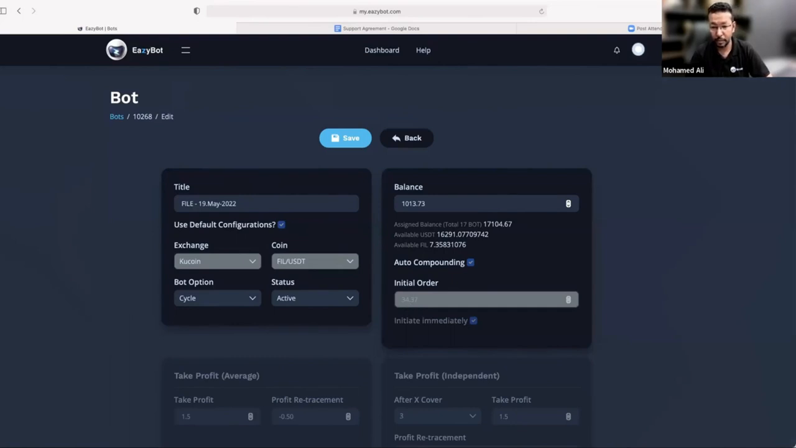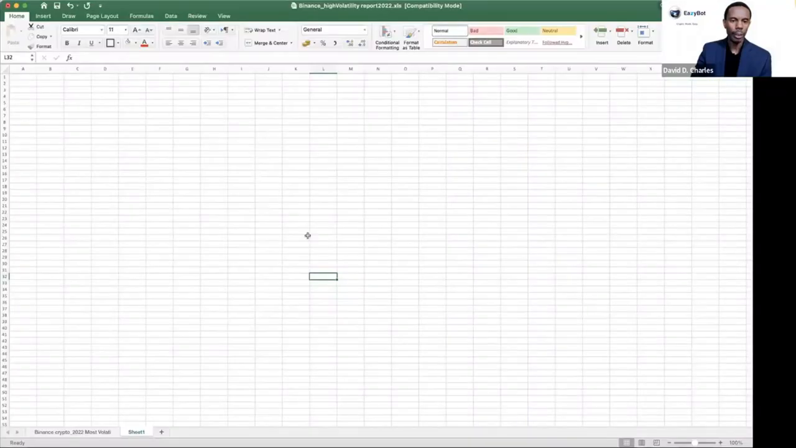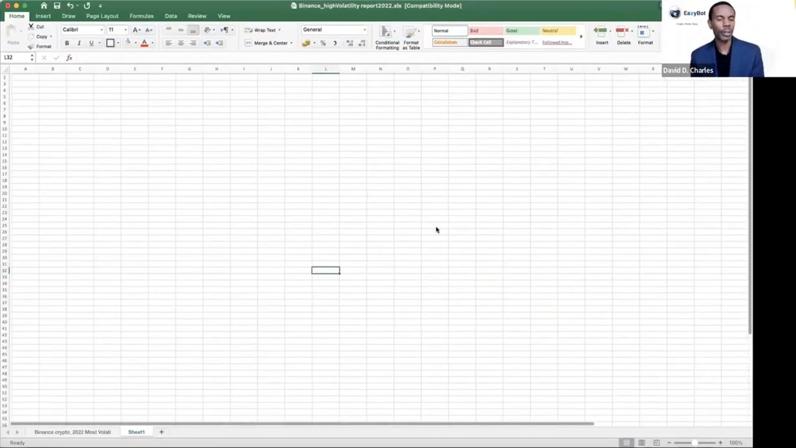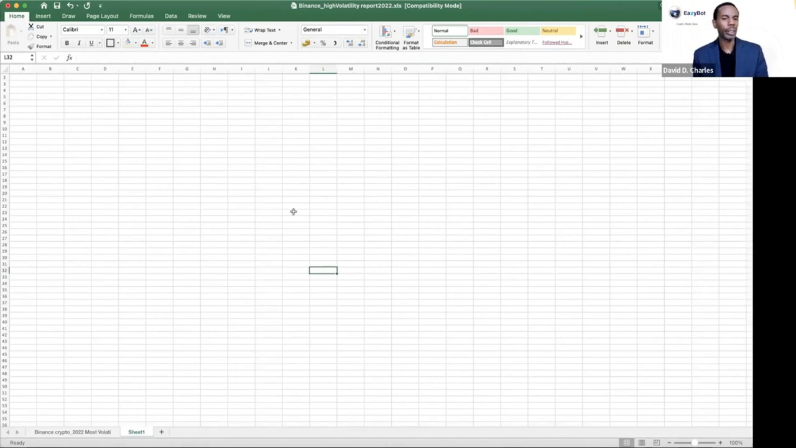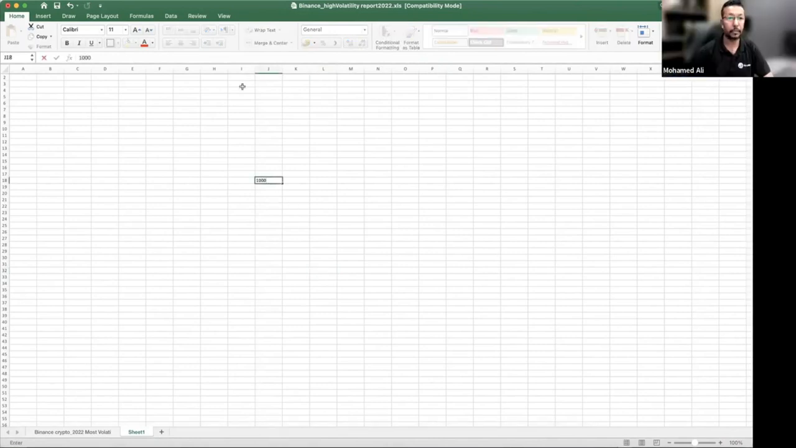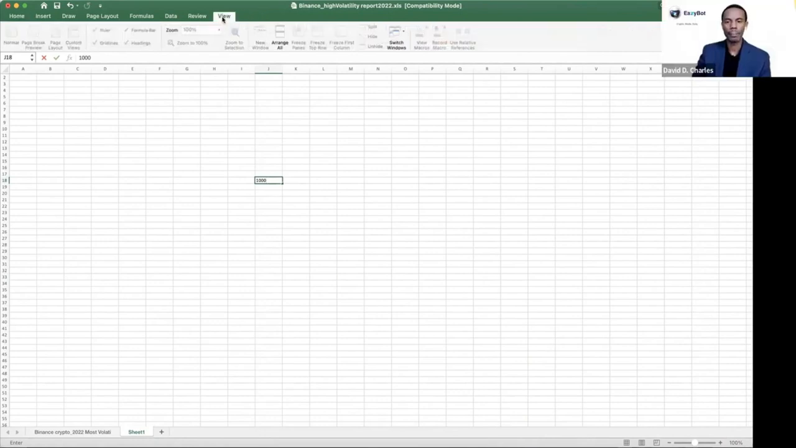Let me show that in an Excel sheet. It's going to be, I think, much clearer. So Mohammed, I can't quite see that number in the initial order, but the initial order on $1,000 would be $33.90, correct? Exactly. So let me just make this bigger. Can you see the Excel sheet? Yep. Trying to make this bigger.